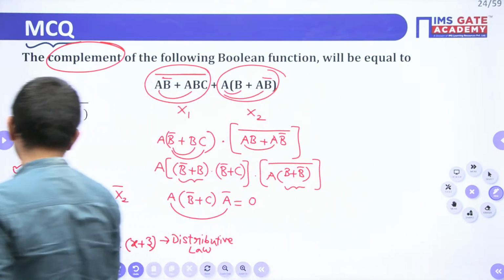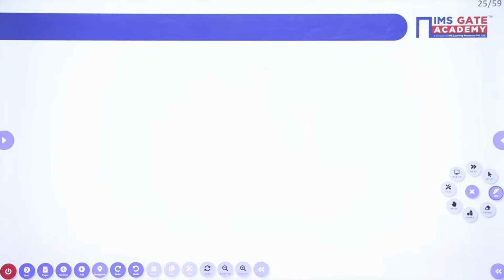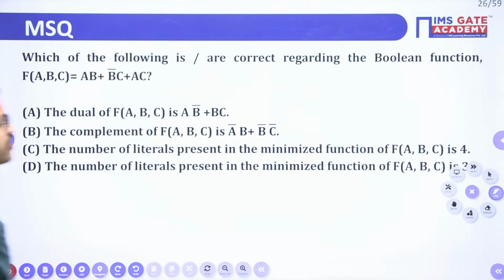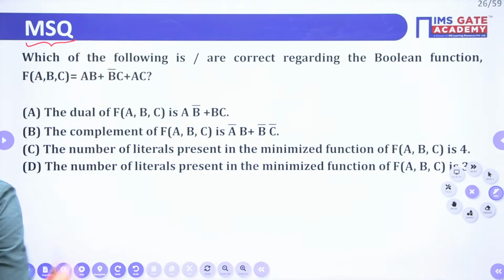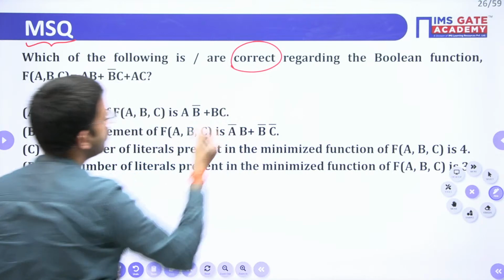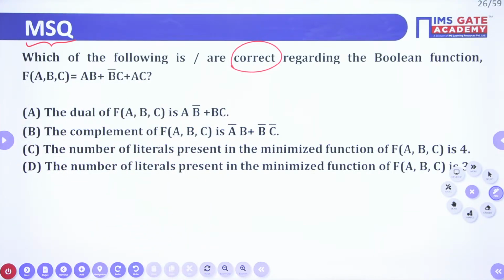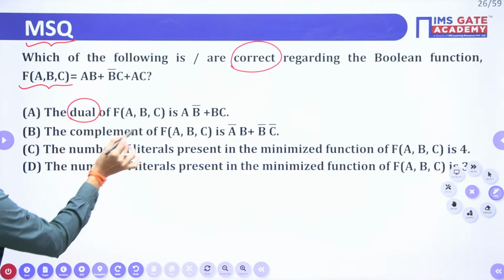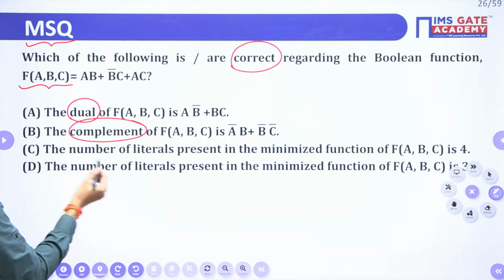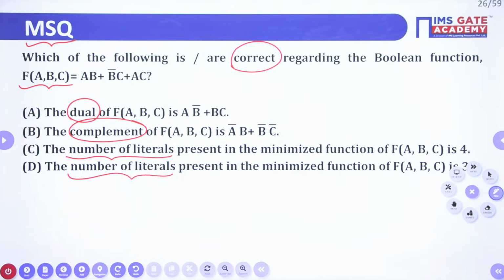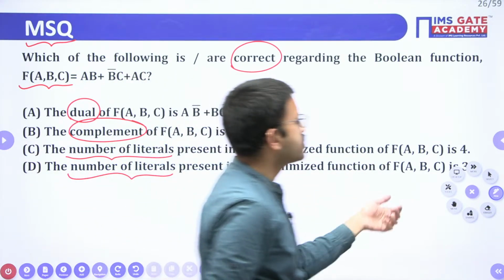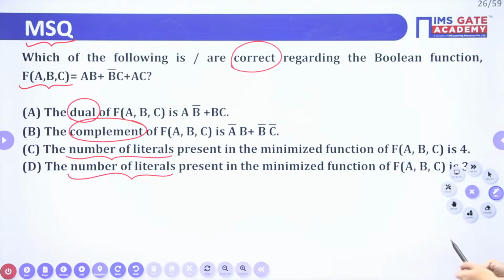Now let us proceed to the next question. This is the MSQ. That means either one option or more than one option will be correct. So here they have asked among the following which are correct. They have given one Boolean function. Here the question is regarding duality. Here the statement is regarding complement. Here the statements regarding number of literals. Regarding number of literals, they have given two choices. Obviously, since both are not same, obviously one will be correct among C and D.